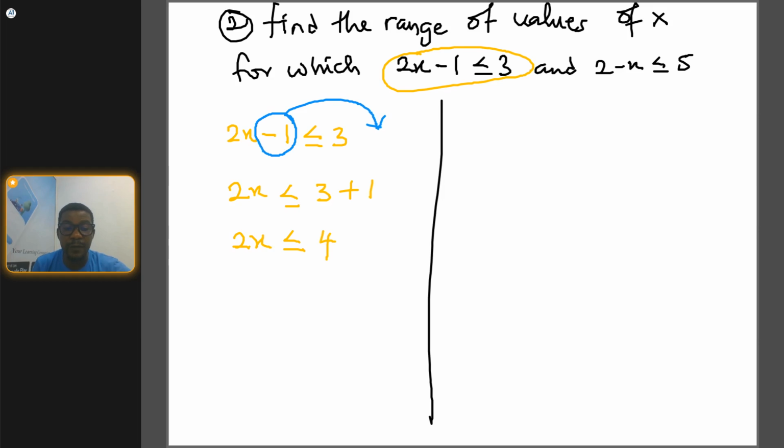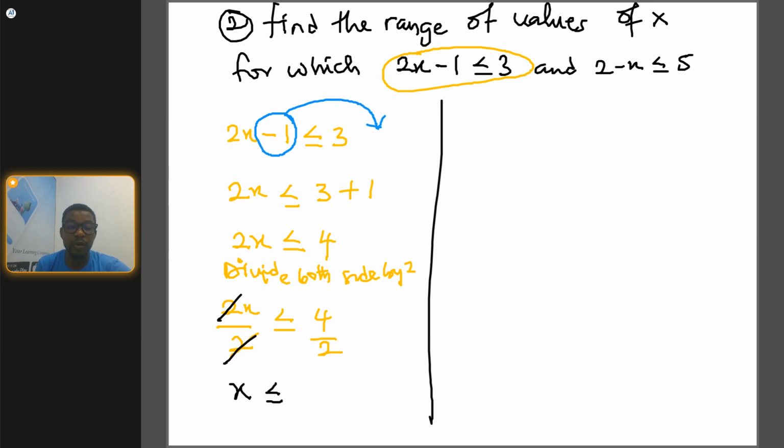So I need to divide both sides by a positive integer, which implies that my inequality sign will not change, because 2 is a positive integer. So dividing both sides by 2, we are going to have 2x divided by 2 less than or equal to 4 divided by 2. If 2 cancels 2, you have x is less than or equal to 4 divided by 2, which is 2. Okay? So we are done with the first inequality. Let's dive into the second one.